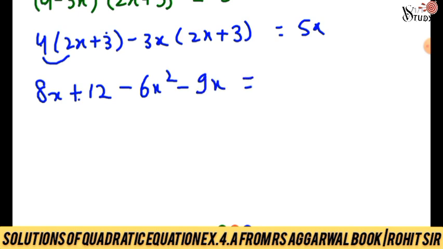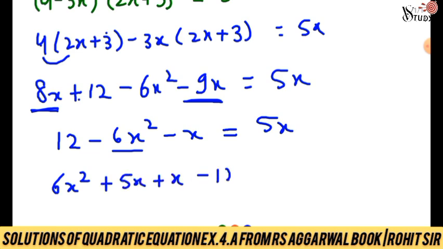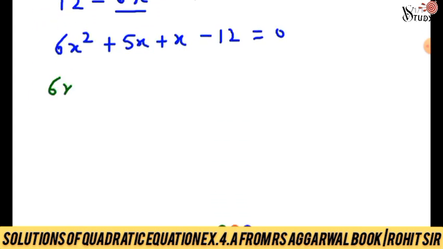Now this and this are like terms, so 12 minus 6x square minus x, because this is positive 8x and this is negative 9x, so after subtracting we have negative 1x, and 1x can be written as x. Now we can make a quadratic equation from this given information. Bring this negative 6x square to the right hand side, and it can be written as positive 6x square plus 5x plus x minus 12 is equal to 0. Now we have 6x square plus 6x minus 12 is equal to 0.